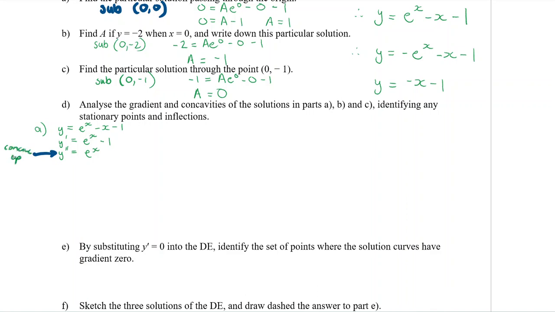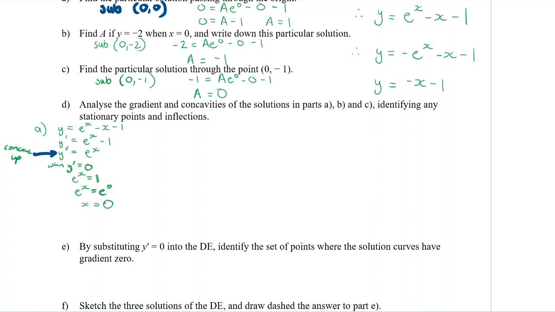Now, how would I find the stationary points? Where y dash equals 0. Good. So when y dash equals 0, we would get e to the x equals 1. How would I solve for x there? It will be 0, because e to the x equals e to the 0, which is equal to 1. The powers must be equal, so that means x is equal to 0.